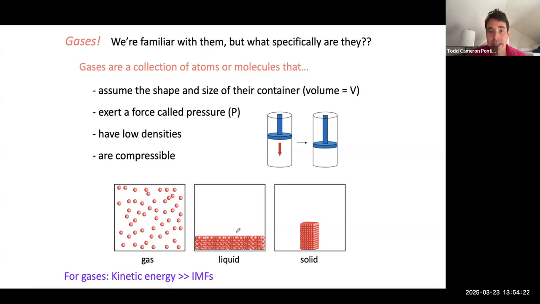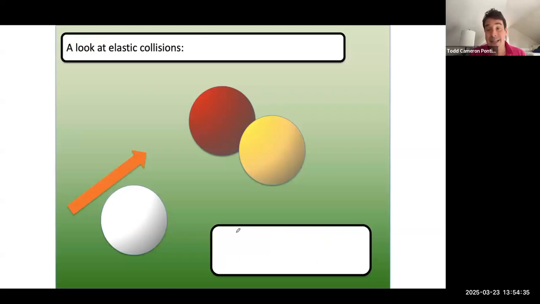For gases, the kinetic energy of the environment is greater than the intermolecular forces. So because there's a lot of ambient kinetic energy, it allows these particles to be pulled apart and then they kind of bounce around. To understand kinetic molecular theory, let's look at elastic collisions using this incredibly realistic animation of a pool ball.